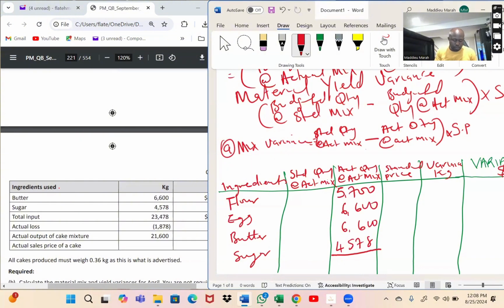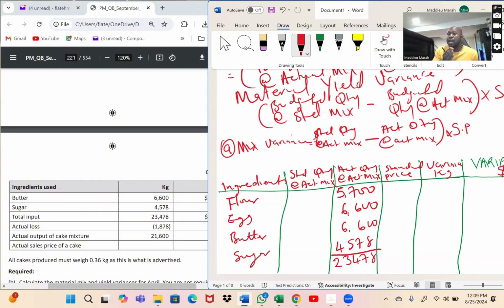5,700 plus 6,600 plus 6,600 plus 4,578. This will give me 23,478. Okay, this is my first step. I will start with my actual result. My second step, my actual result should be equal to my standard quantity at actual mix.